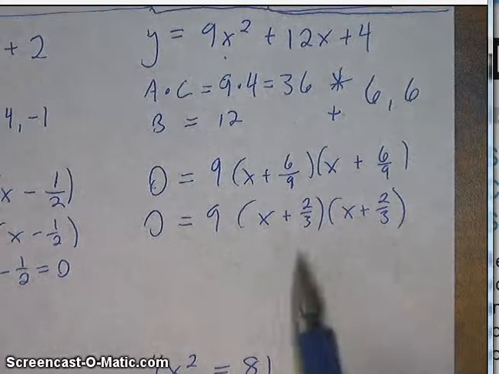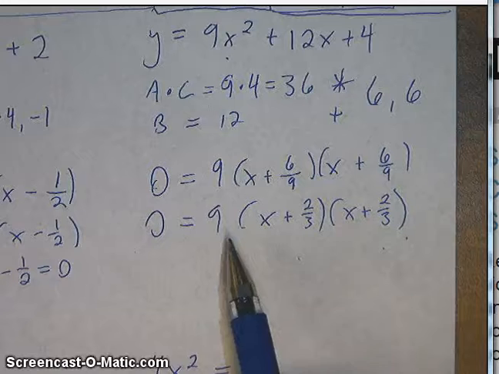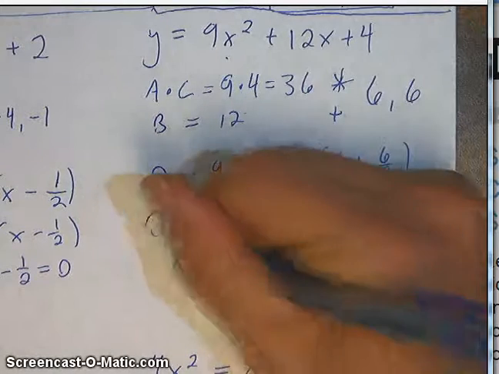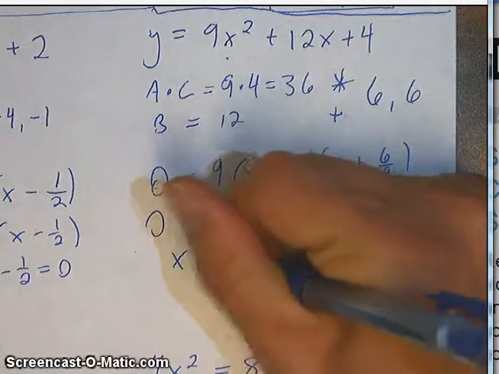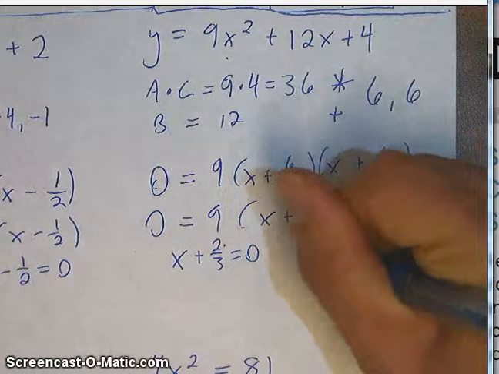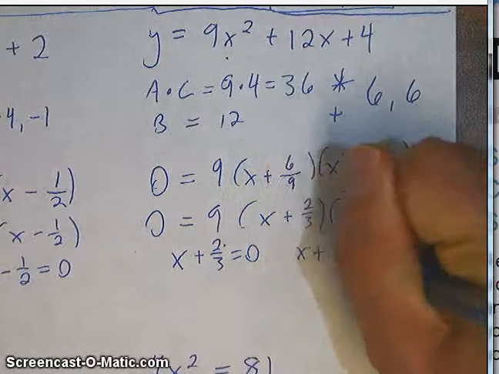So I've rewritten the equation. Now I'm going to take my factors and set them equal to 0. I'm just going to ignore the 9 because I can't set 9 equal to 0. That doesn't make any sense. But I can say that x plus 2/3 equals 0 and x plus 2/3 equals 0.